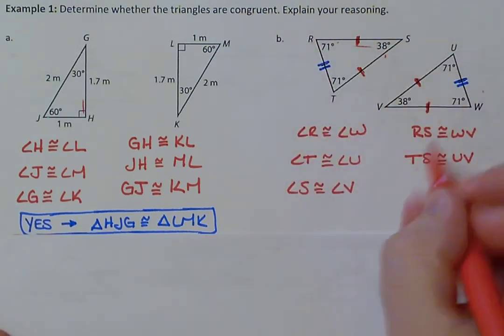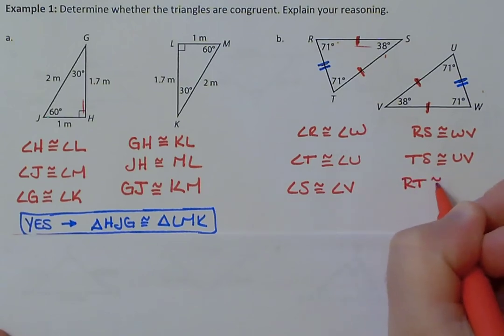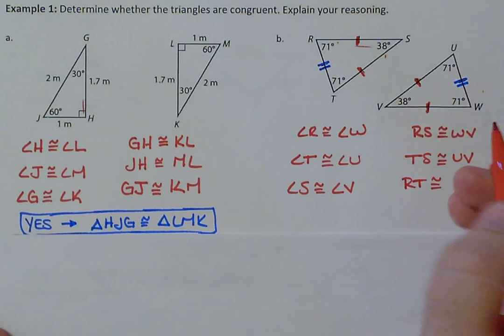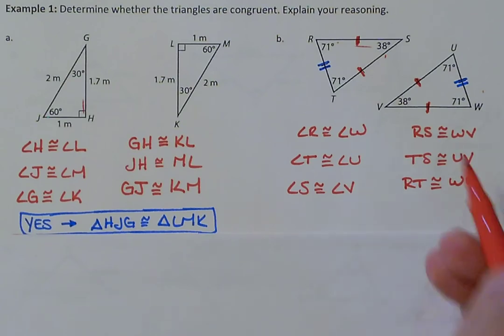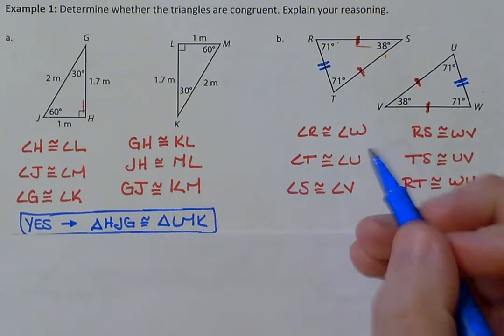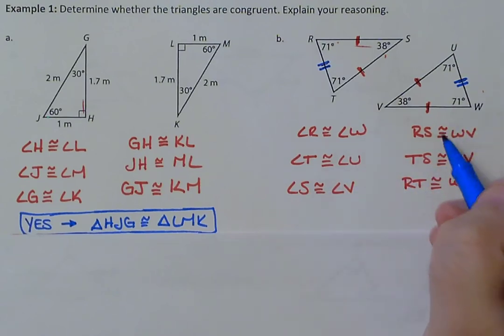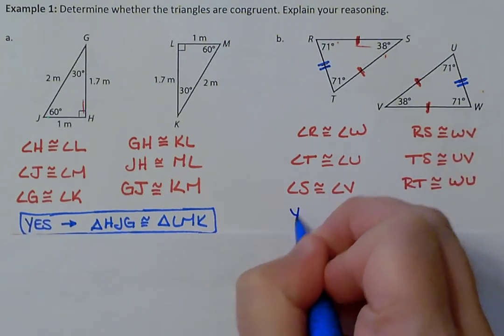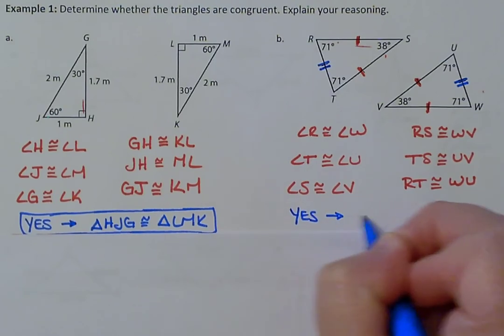So if I know RT, that means that I can say RT is congruent to VW, or VU, sorry. Alright, so have I successfully said that all 3 angle measures have a matching corresponding pair in the other, and do all 3 side lengths have a matching corresponding pair? I have, because I have shown that right here. That's my explanation. So because all 3 angles have a corresponding pair, and all 3 sides have a corresponding pair, I can say yes, that these 2 triangles are congruent.